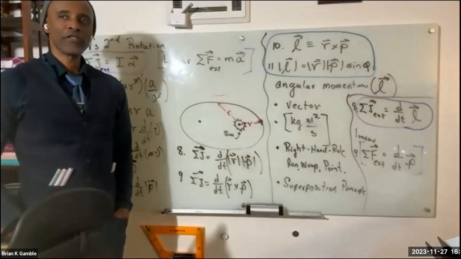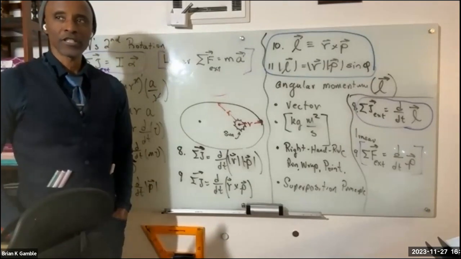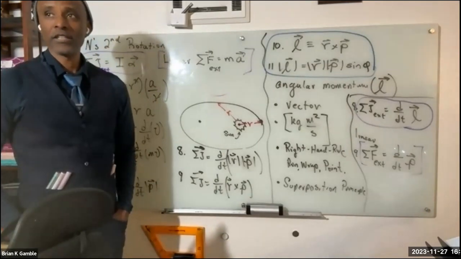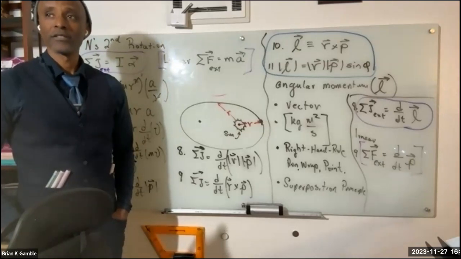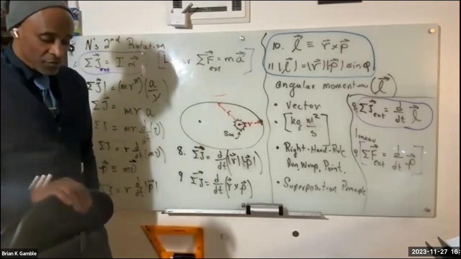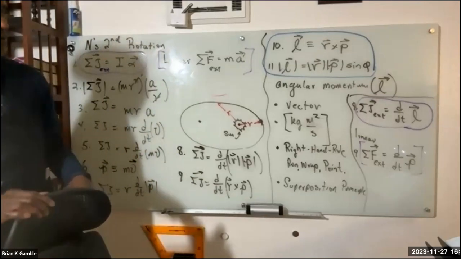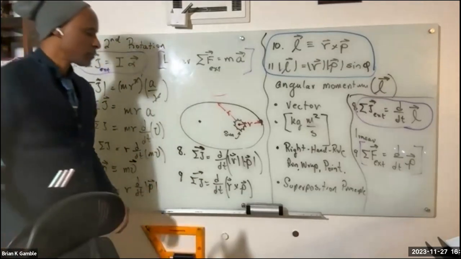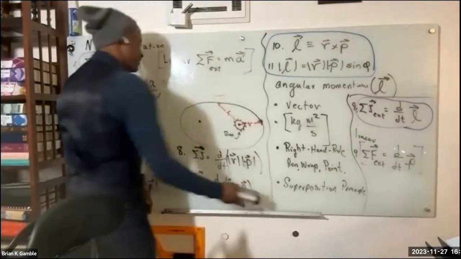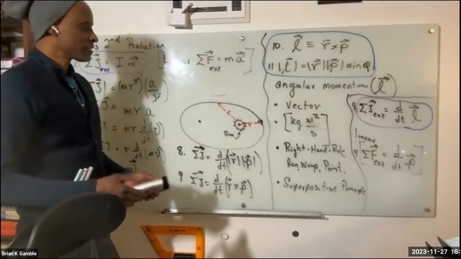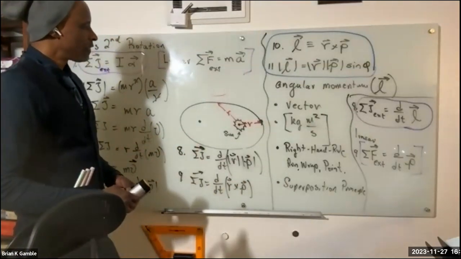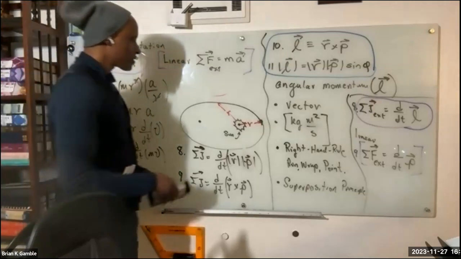No net external. If the net external torque on the system is zero, then the angular momentum of the system is conserved. That's right. And that's it. Those are the three conservation theorems that we learn at this level. Now there's also mass, but there's no equation associated with that, right? Like obviously mass is conserved within systems. So yeah.